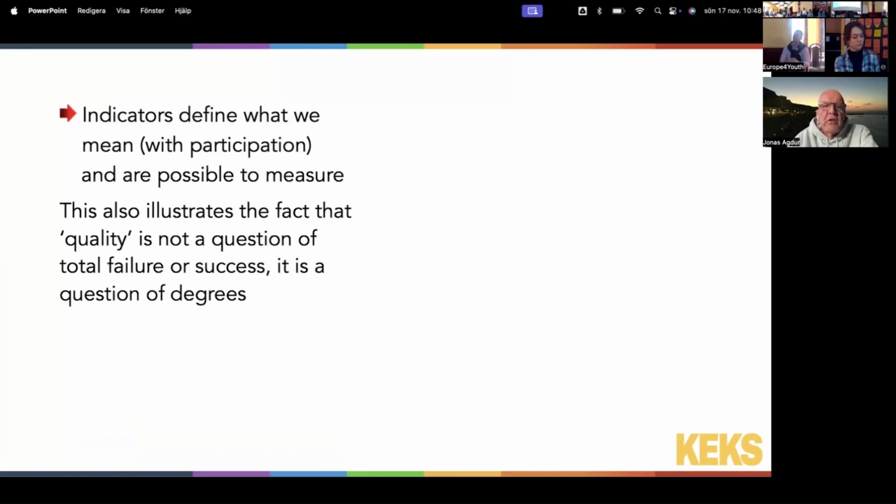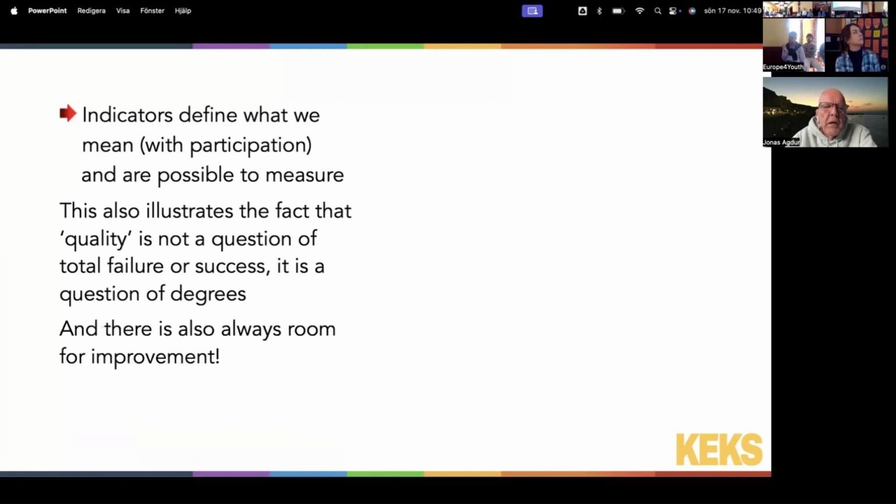This also illustrates the fact that quality is not a question of total failure or success. It's a question of degree. If you ask 100 young people if they are part of evaluating youth work, you might have 0, which is of course a sad failure, or you might have all 100 of them taking part in evaluation, but you might also perhaps have half of them say this. So it's a question of degree, how well we meet our indicators, and there is always room for improvement, of course.